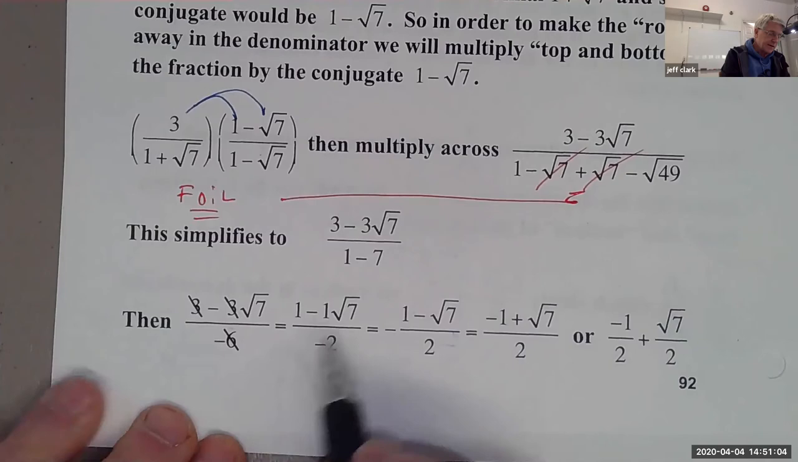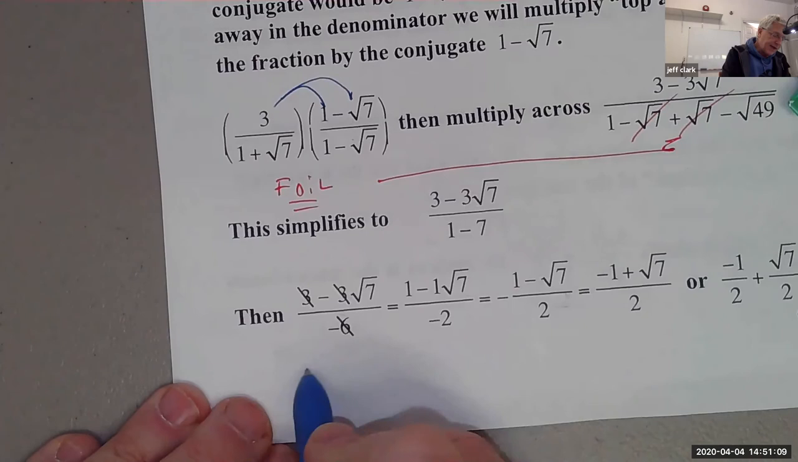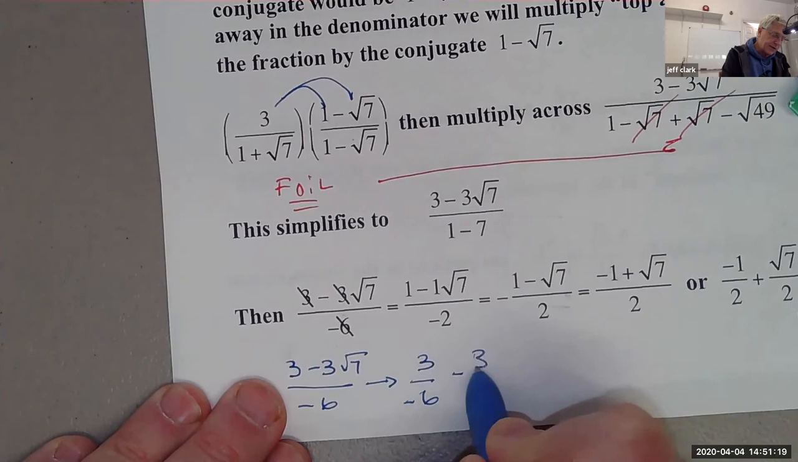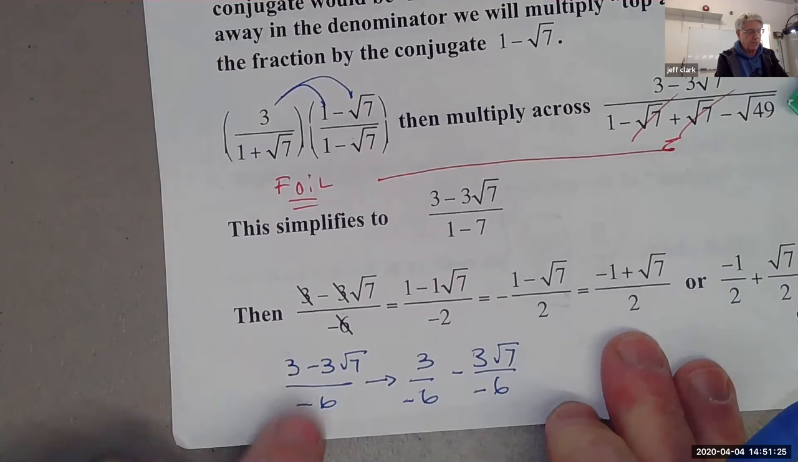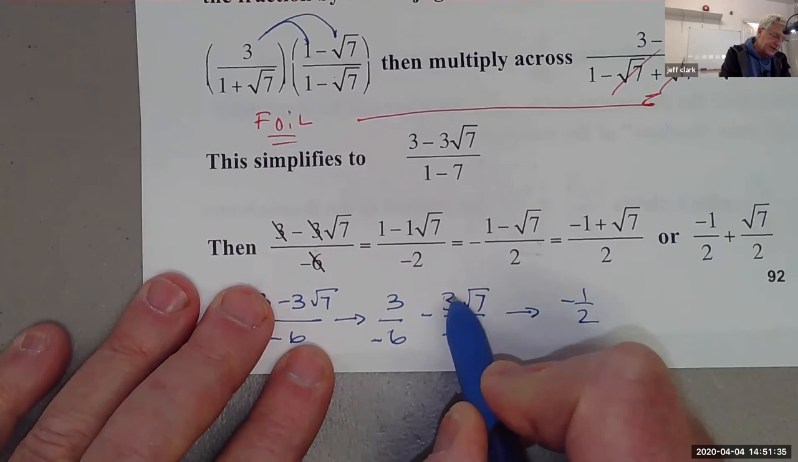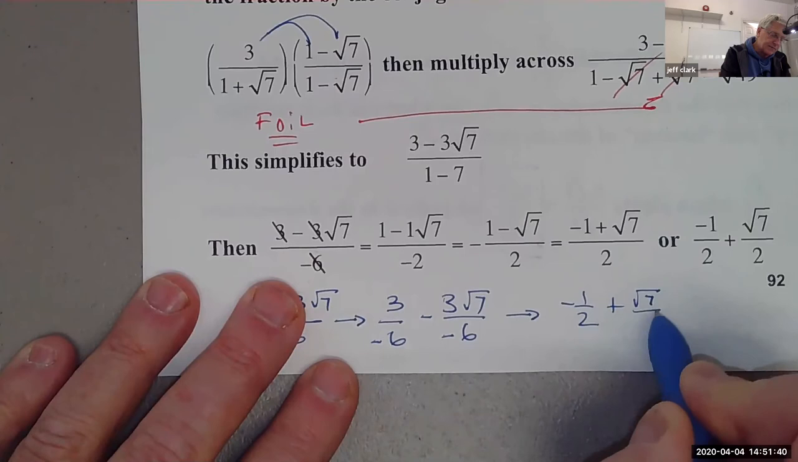And reducing. So here's a different idea of reducing. If I had a 3 subtract 3 root 7 all over negative 6, think about taking 3 divided by negative 6 and subtract 3 root 7 divided by negative 6. Separate the fractions out. If what I did up here was a little confusing, separate the fractions out and then reduce. So that's negative 1/2. And two negatives make a positive. That's positive 1/2 or root 7 on the top. And you get the same result as I have over there.